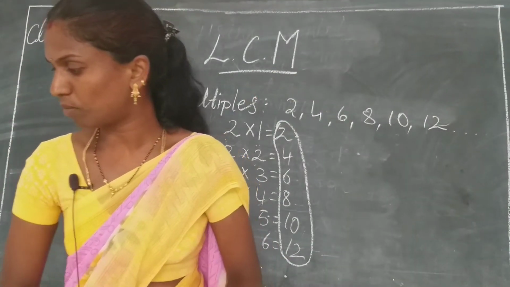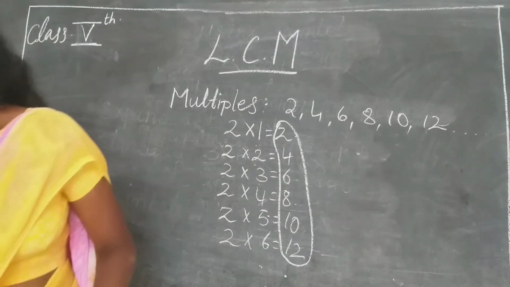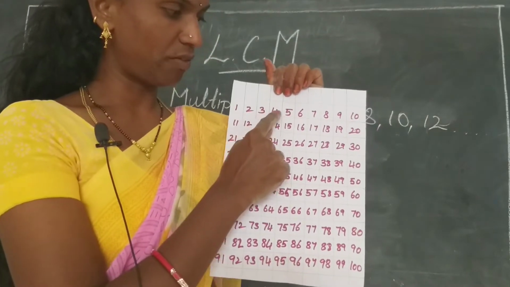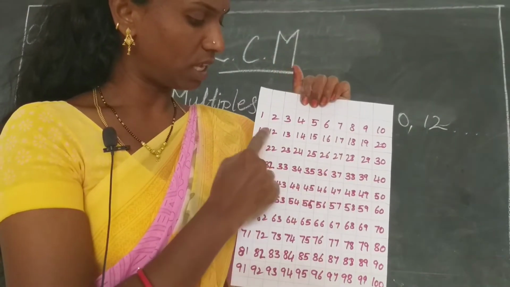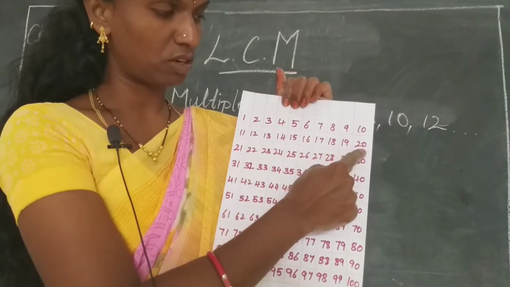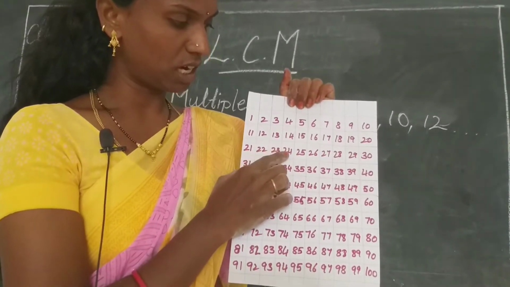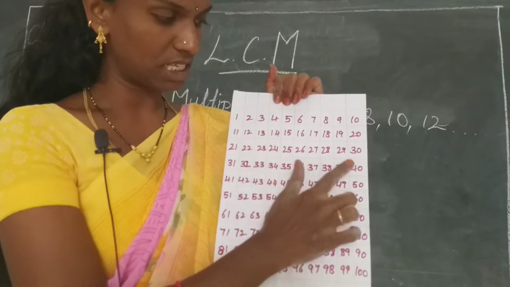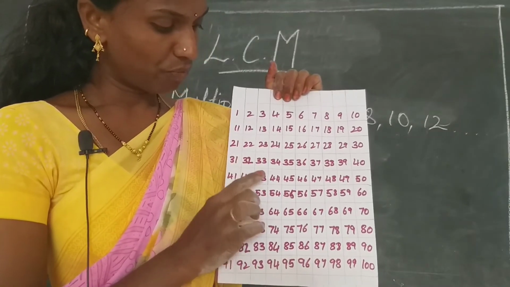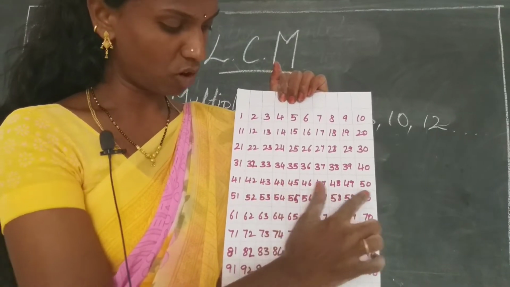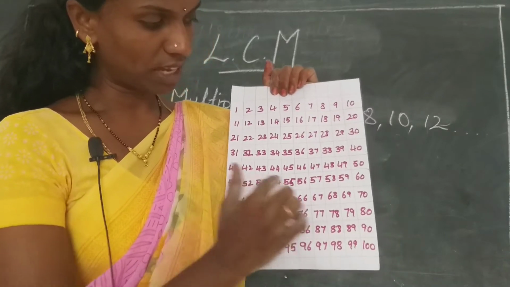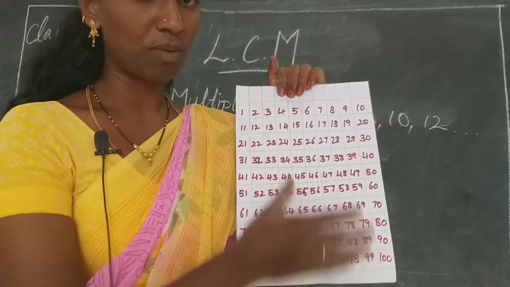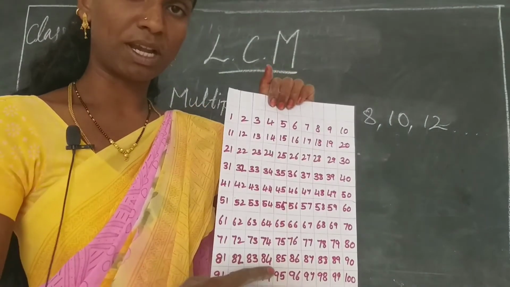Now I will take one more chart. Now we will see this chart. Now I will show the multiples of 4. 4 ones are 4, 4 twos are 8, 4 threes are 12, 4 fours are 16, 4 fives are 20, 4 sixes are 24, 4 sevens are 28, 4 eights are 32, 4 nines are 36, 4 tens are 40, 4 elevens are 44, 4 twelves are 48, and so on. In this chart we have to remove the multiples of 4. Now we will remove the multiples of 4.